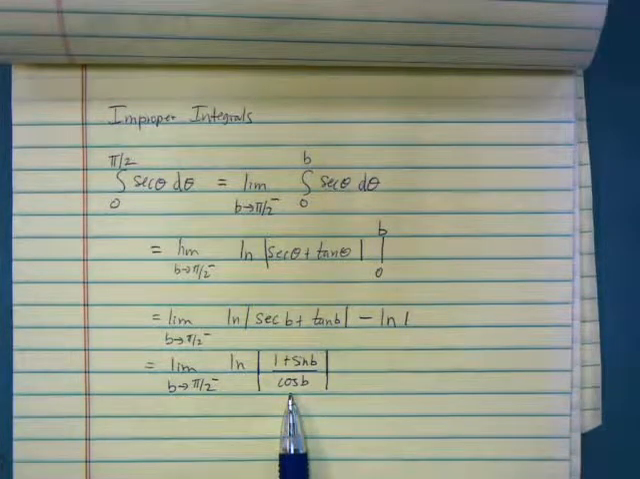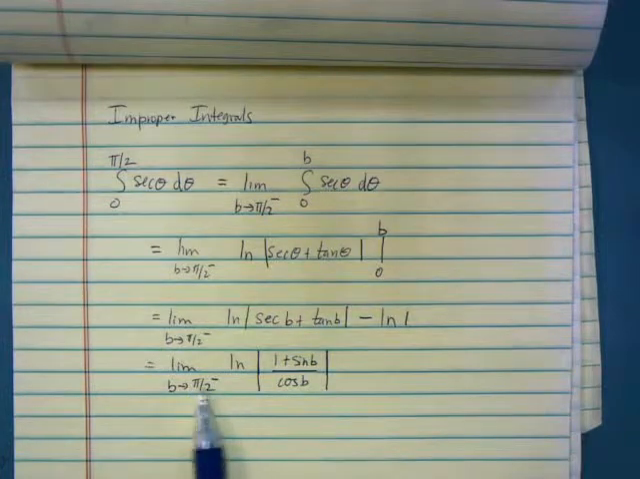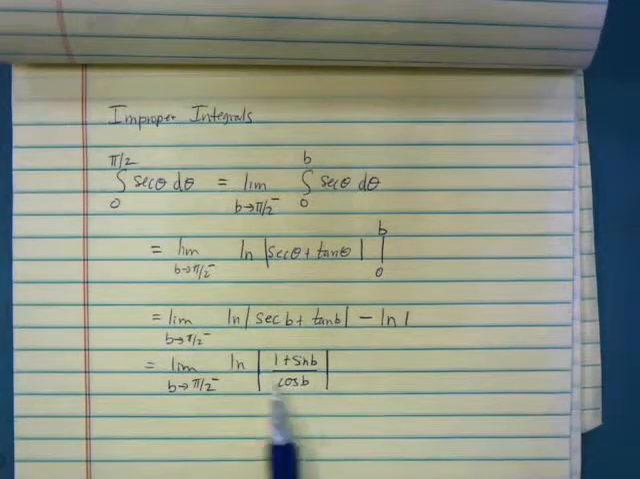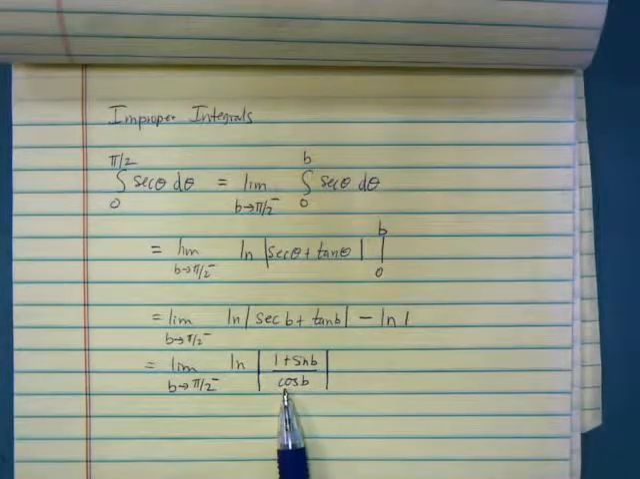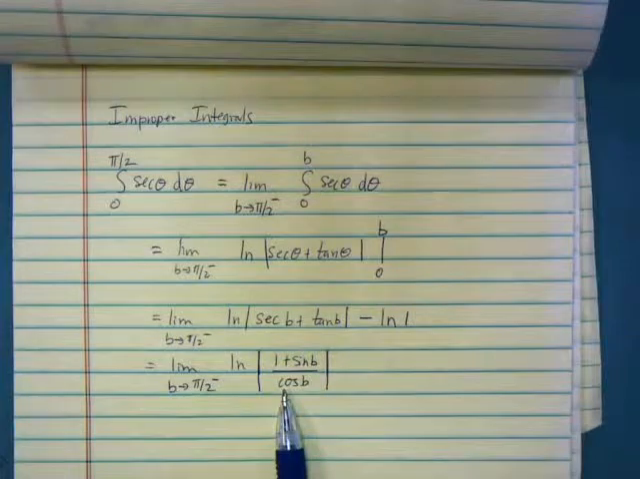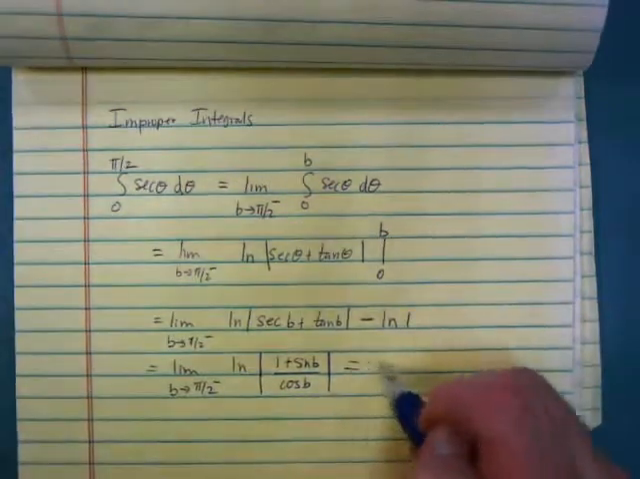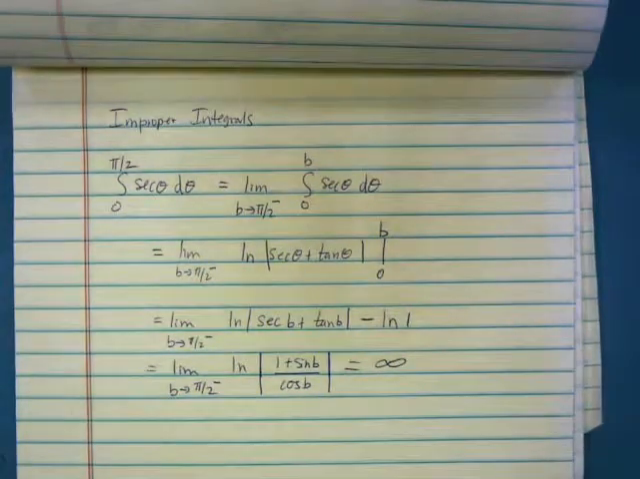Infinity, correct? Because this is getting close to 2. Because b is smaller than pi over 2, these cosine values are all positive. So this is getting 2 over 0, but things are all positive, so this is getting close to infinity. The ln of infinity is infinity. So our answer would be that integral does not converge. Or we would say it is infinity, but it's not a number.